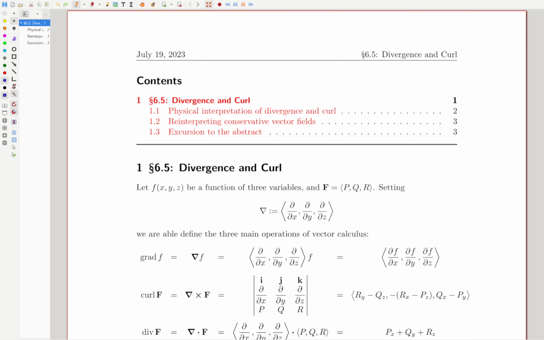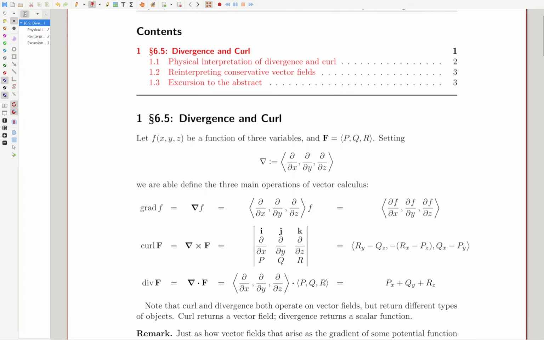All right, divergence and curl. So this is a somewhat short section, but a rather important one. We're introducing two more operations that make up the three standard operations of vector calculus. So we learned about gradient way back in the beginning, and now we're introducing divergence and curl, and these are operations that apply to vector fields.